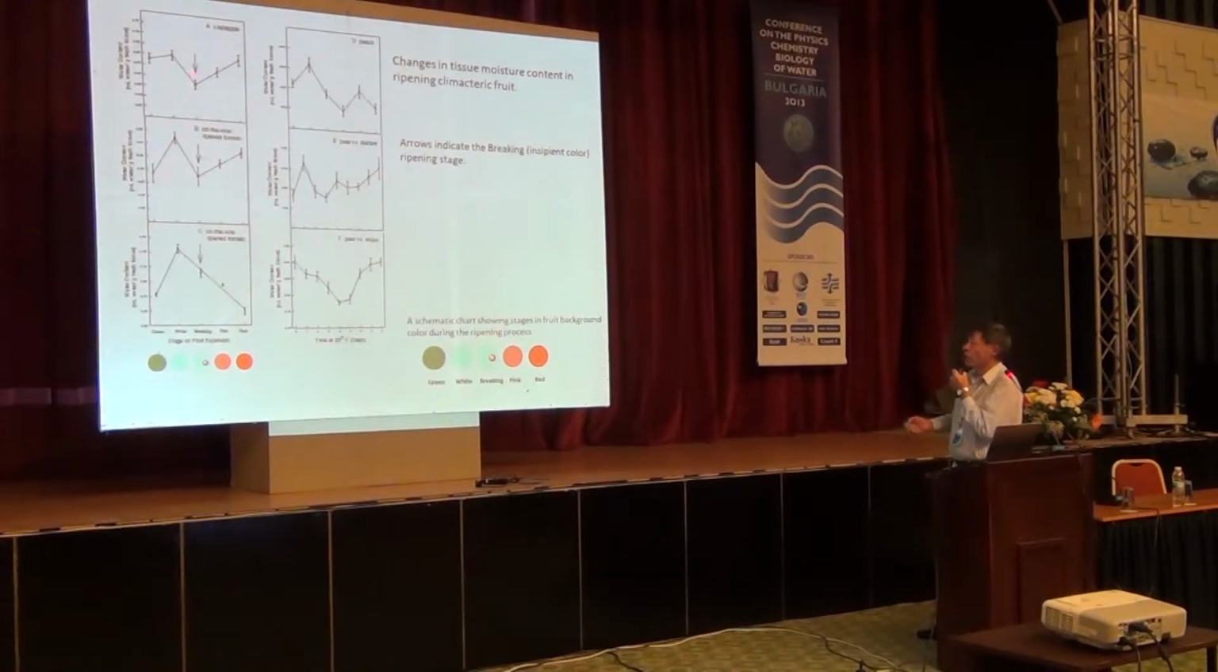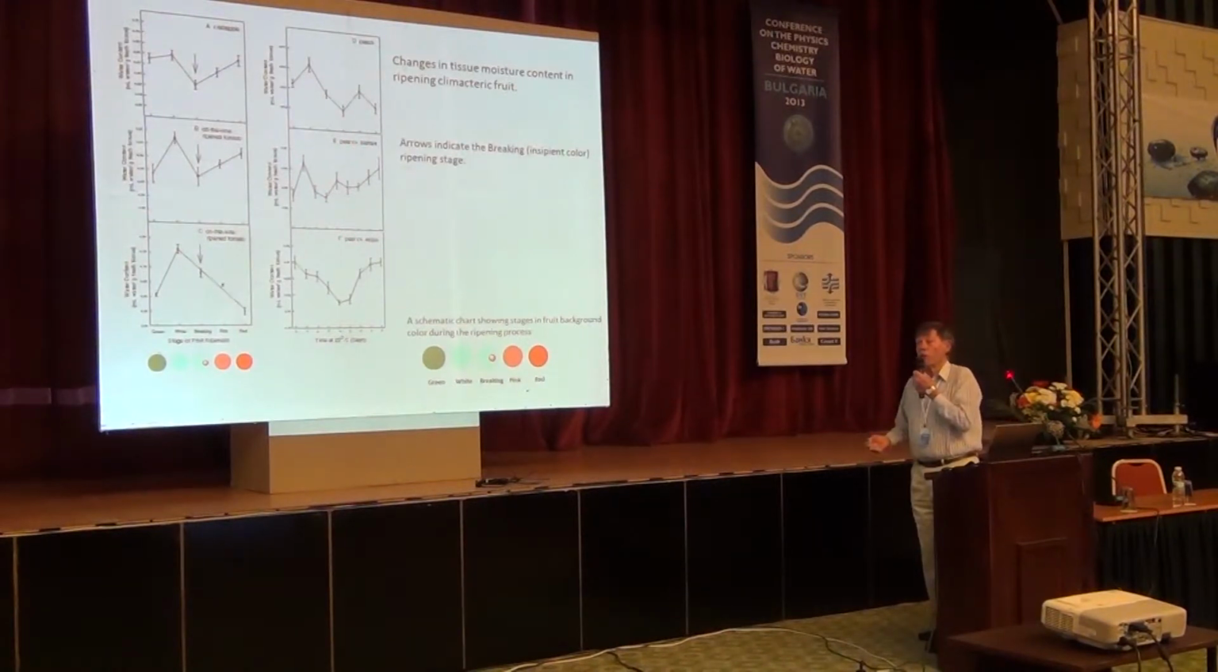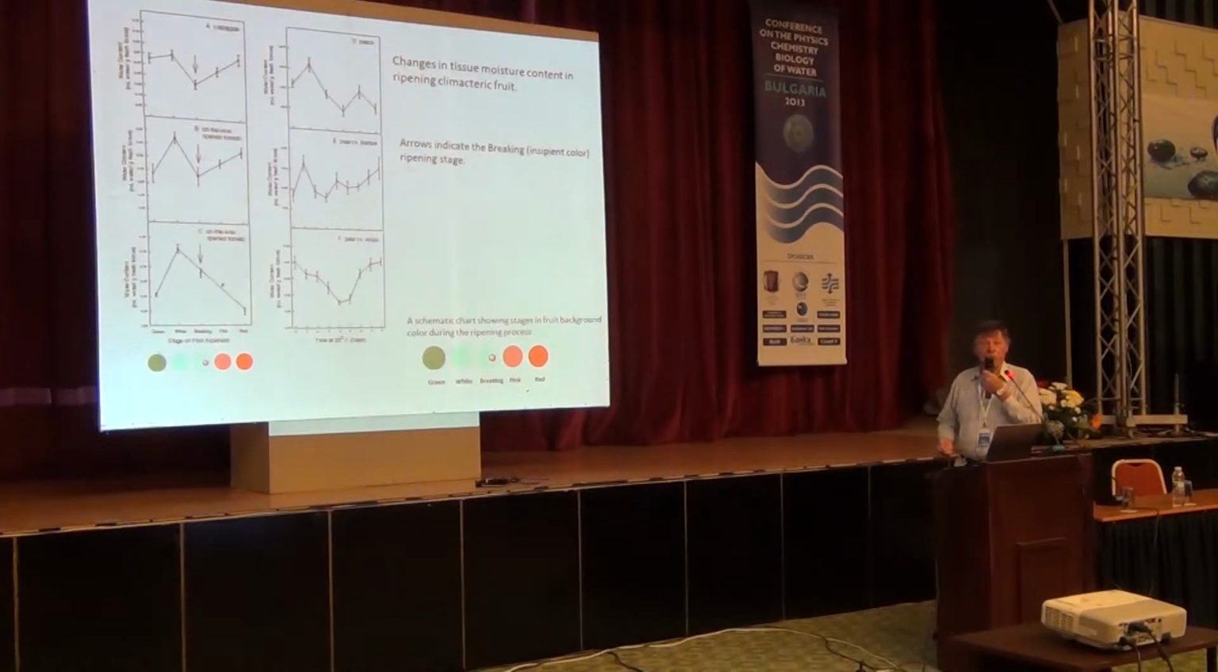In this case, we selected the fruit based on their background color, but in some fruit, for example, peach or various pear varieties, it's not possible to categorize the ripening stage based on background color. So we did time-dependent measurement ripening the fruits at room temperature, and lo and behold, we observed the same phenomenon. Is an increase in the water content, and then there is a decrease in the water content as shown in these three examples.